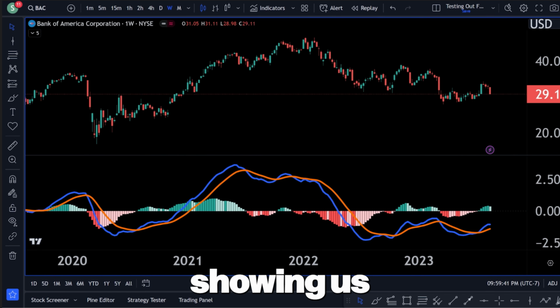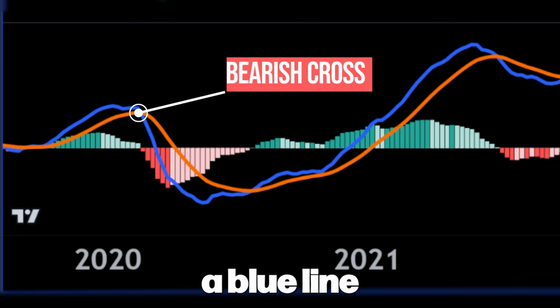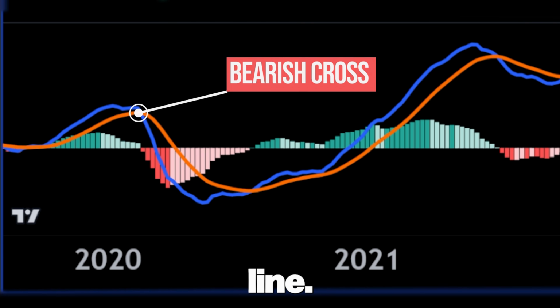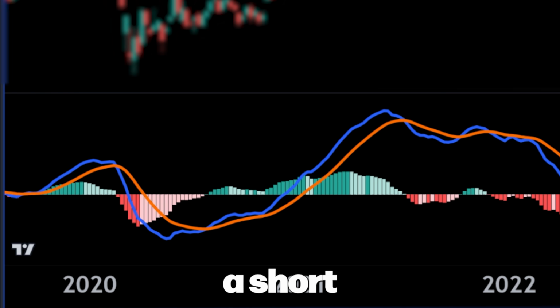Now, what is the MACD showing us on this Bank of America weekly chart? We see a few crossovers, and we see one gigantic divergence that ended up making somebody a lot of money. Now let's check out these signals. In 2020, we had a bearish cross where the blue line crossed down below the orange line. What happened? After that occurred, we continued to fall, so if you were to open up a short or some puts, you were making a good amount of money.